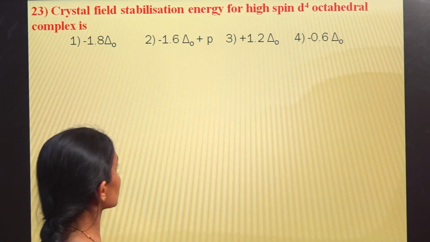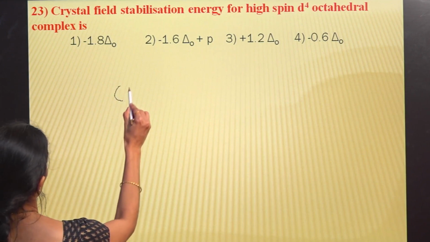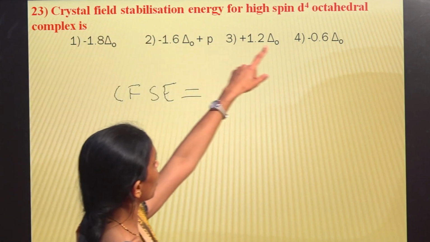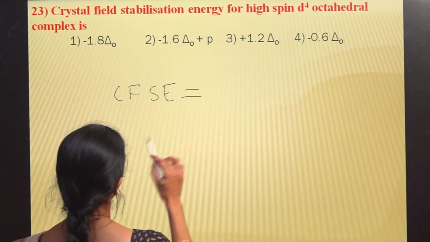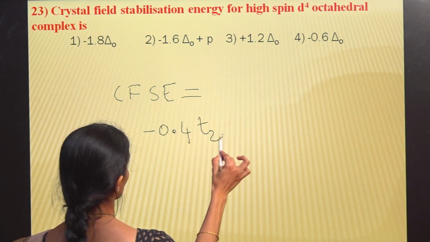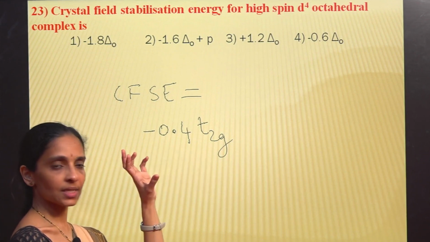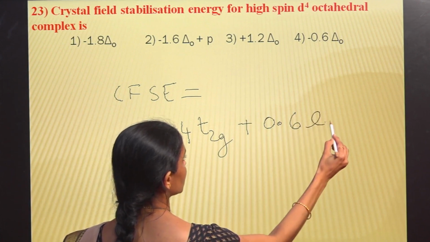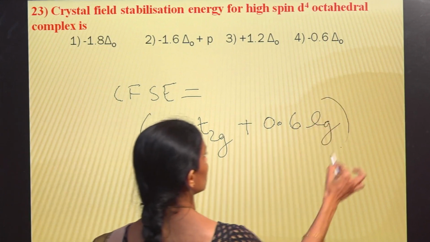Next is the question on crystal field stabilization energy. The formula for crystal field stabilization energy in the case of octahedral complexes. Okay, the question is on octahedral complexes. So the formula becomes minus 0.4 t2g. t2g is the lower energy set, is it not? Plus 0.6 eg. eg is the higher energy set, into delta o.